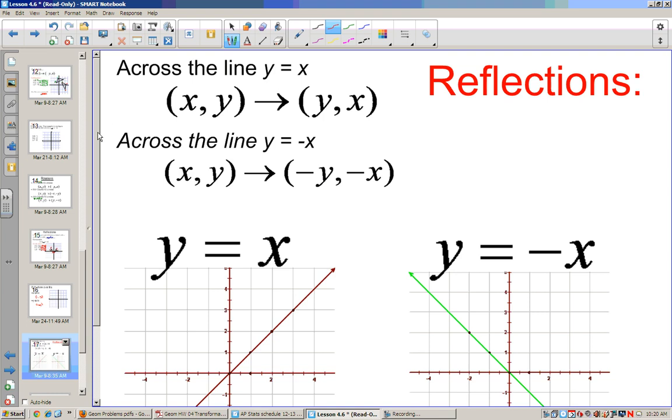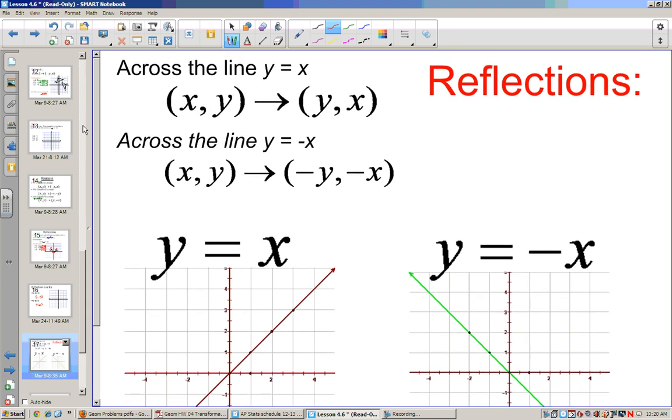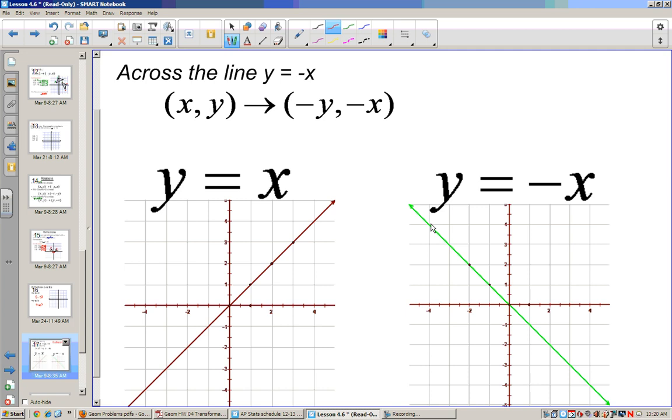However, we can do reflections over many different lines. Here's two examples that are common. A reflection over the y equals x line. That's the graph here with a slope of 1. That just switches your x and your y's. If it's across the line y equals negative x, that's going to be negative y, negative x.